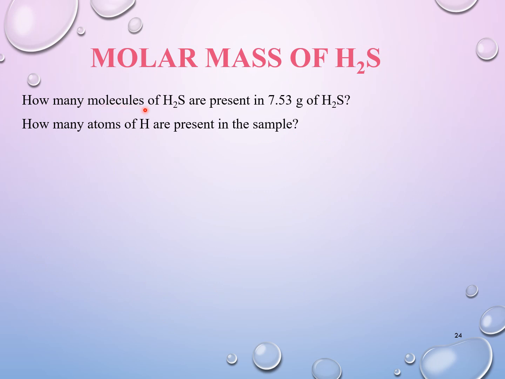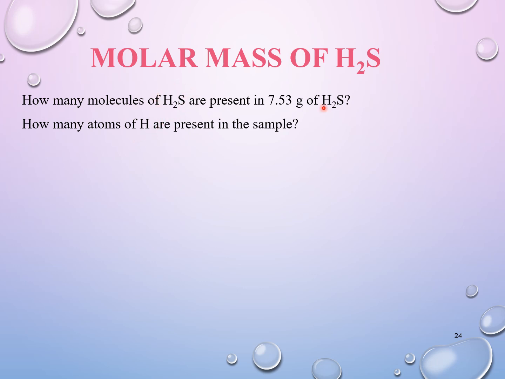How many molecules of H2S are present in 7.53 grams of H2S? How many atoms of H are present in the sample? So first you find the molecules, and then know that after you find the molecules, it's going to be double for the atoms right there. Because there's H2, that means there's 2 H every time there's 1 H2S.